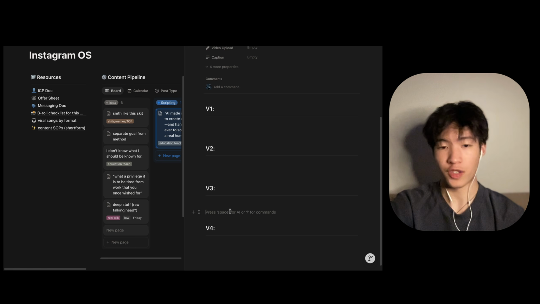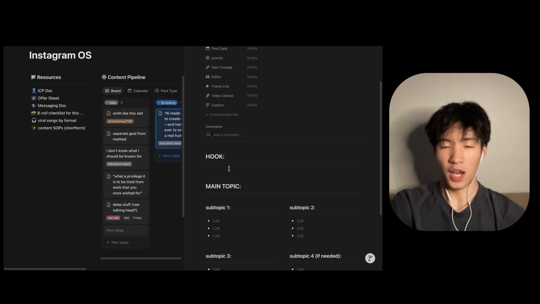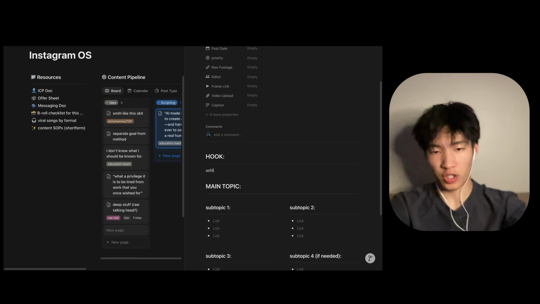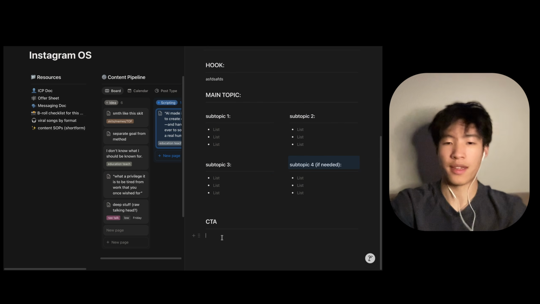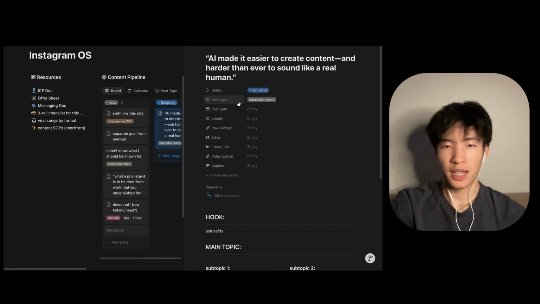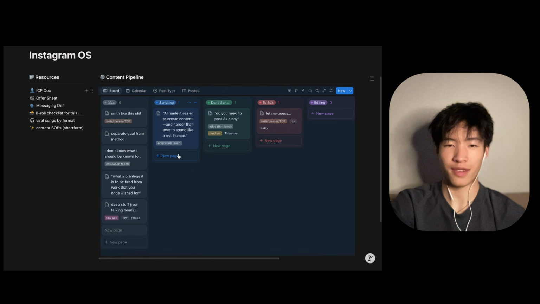Version 1, version 2, version 3, version 4, right? Or I use my teaching or breakdown format. And I basically construct a hook, find the main topic, and then find 3 subtopics. And then I also add a CTA. That's essentially all I do for ideation and creating content.